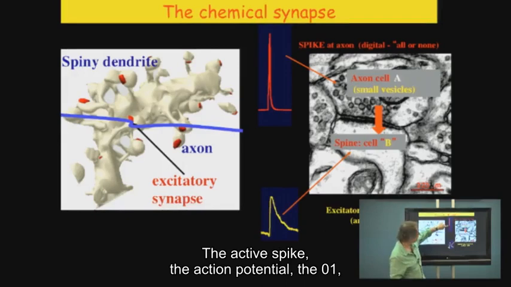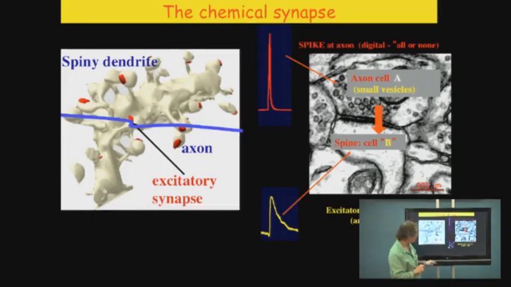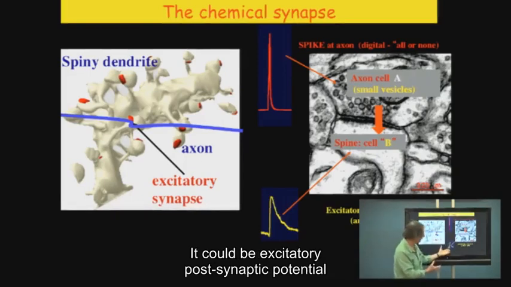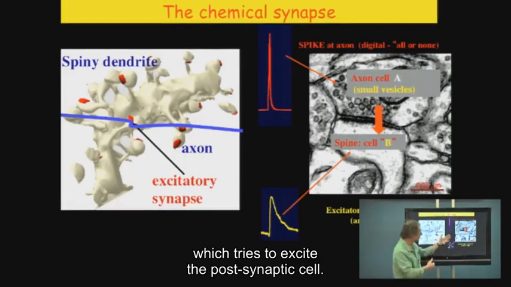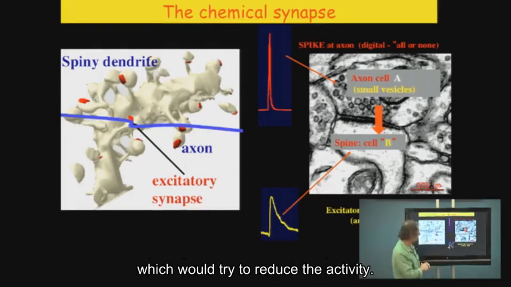The active spike, the action potential, the 0-1, the all or none element, which exists or does not exist. This is in the axon. In the dendrite, you will see the postsynaptic potential. It could be excitatory postsynaptic potential, which tries to excite the postsynaptic cell. It could be inhibitory postsynaptic potential with a negative sign, which will try to reduce the activity.